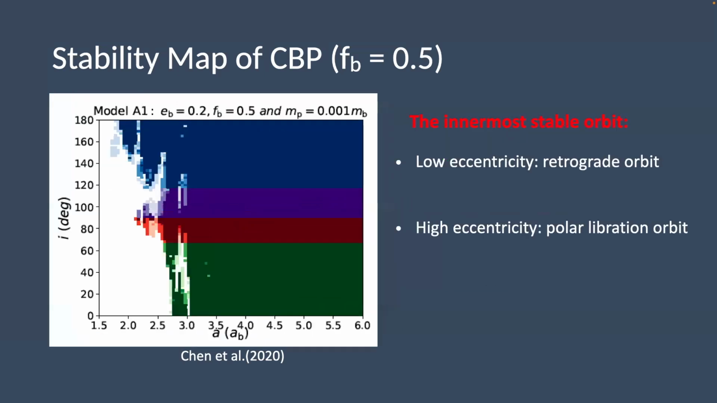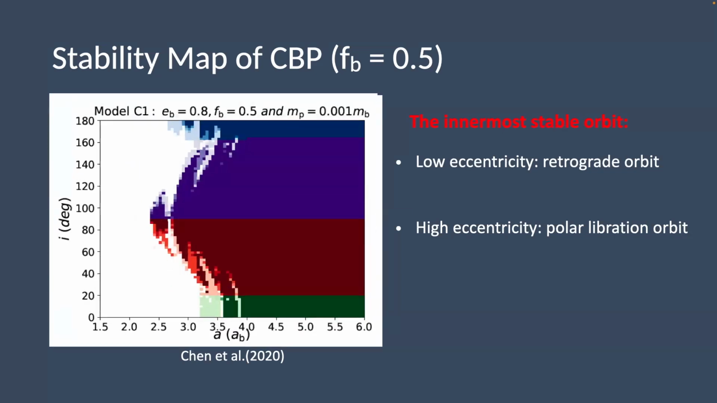Okay, and then if we change the mass fraction to an equal mass binary, we still see that for the low eccentricity binary, the most stable orbit is still retrograde. And then if we change the binary eccentricity to 0.8, we see the same effect. So that's why the innermost stable orbit for the circumbinary planet in the low eccentricity binary system is a retrograde orbit, and for the high eccentricity binary, the most stable orbits are polar orbits.